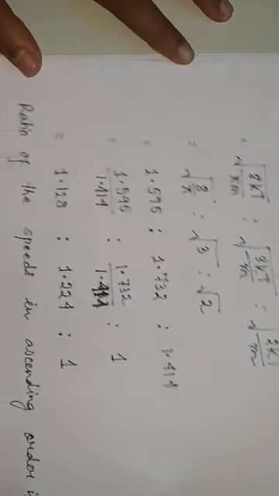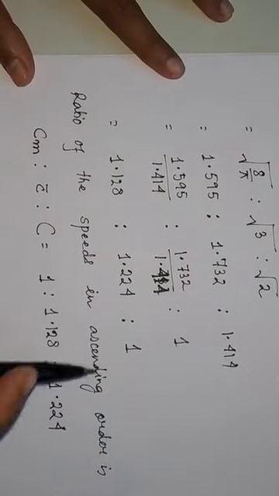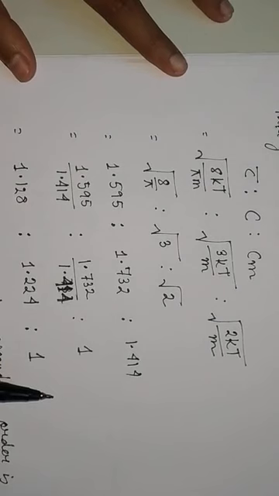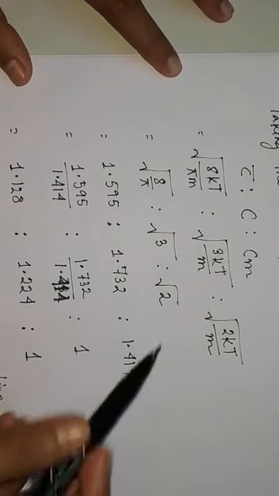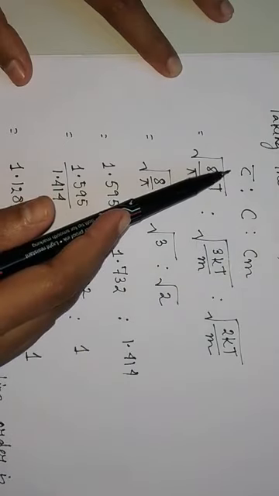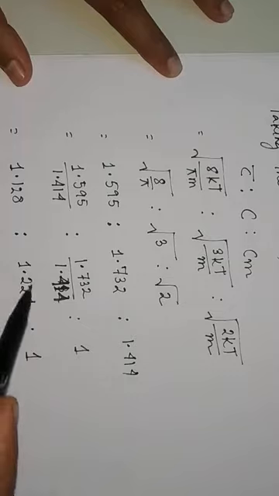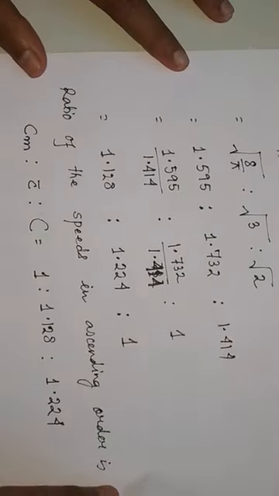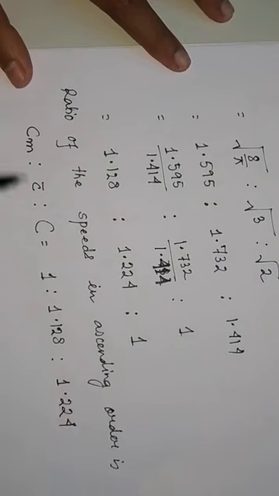Now if you want to write them in ascending order, which one is the smallest? 1. So the most probable speed is the smallest. Then we have C bar, the average speed. Then we have the root mean square speed, which is the greatest. So writing it in ascending order, we'll first have the most probable speed Cm, then the average speed C bar, and then the RMS speed capital C. So in ascending order, the ratio is 1 is to 1.128 is to 1.224.